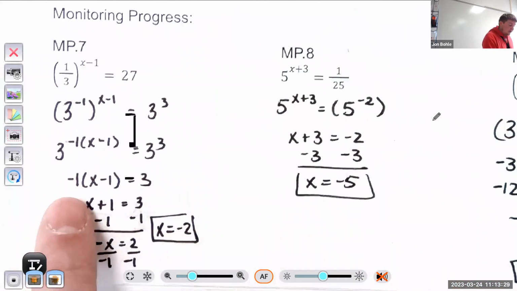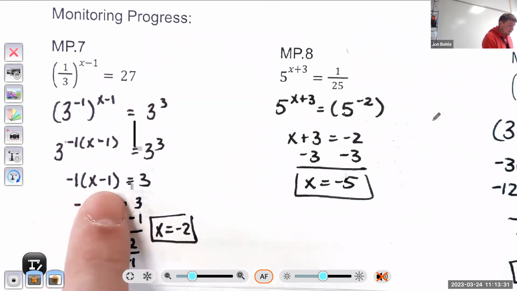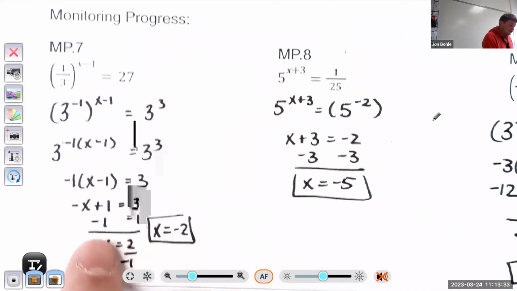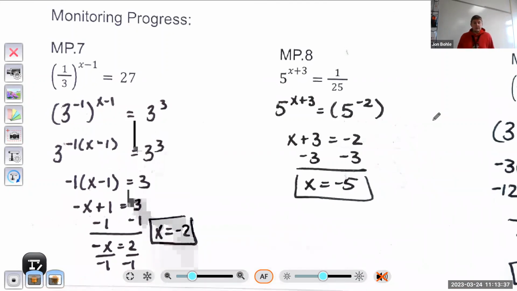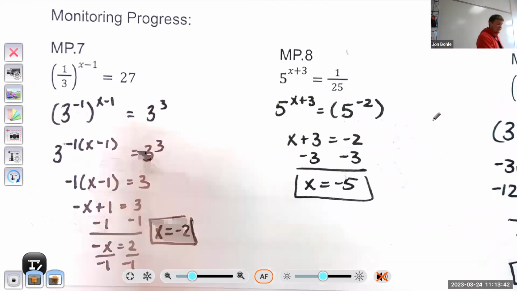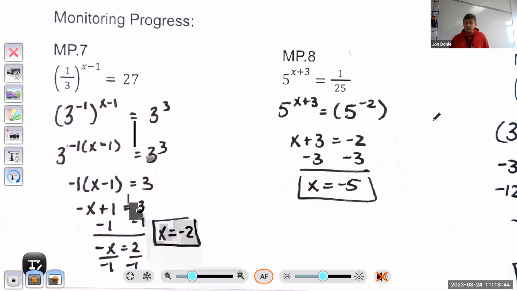I distribute, -1 times x is negative x. -1 times -1 is positive 1. And then -1 from both sides to get 2. Divide by -1 to get -2. Okay, I know my exponent's going to be negative if I'm basically turning it into a fraction or flipping it.